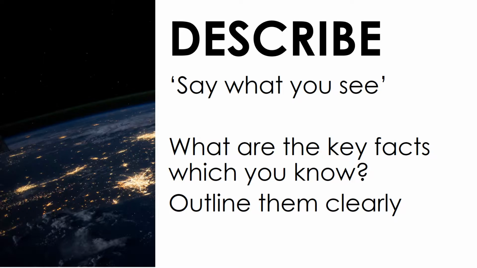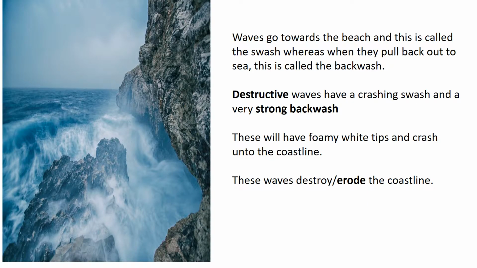Describe. Say what you see. What are the key facts which you know, and outline them clearly. We will need to do this for part of our answer. So to describe, first of all, we will need to outline the information. So waves that go towards the beach, this is called the swash, whereas when they pull out to the sea, this is called the backwash. All waves have a swash and a backwash.